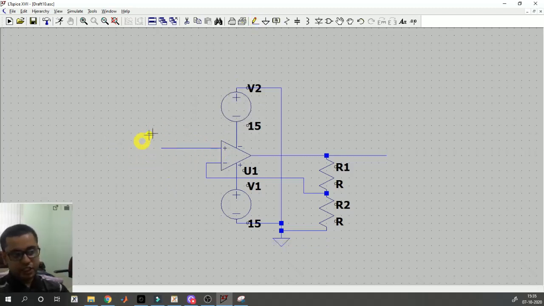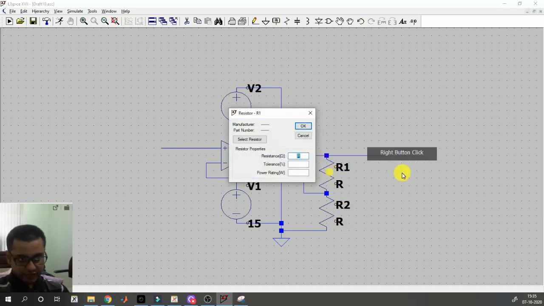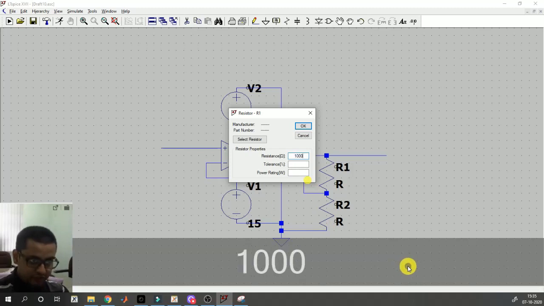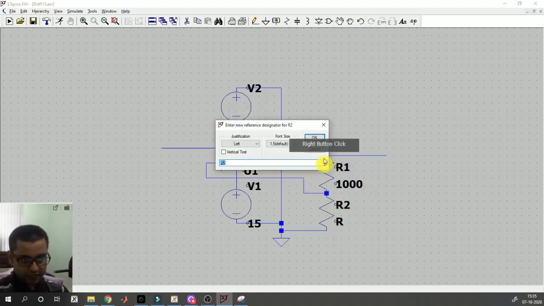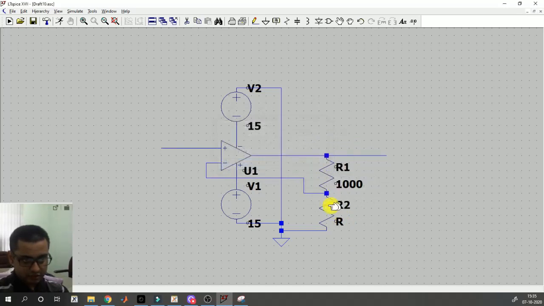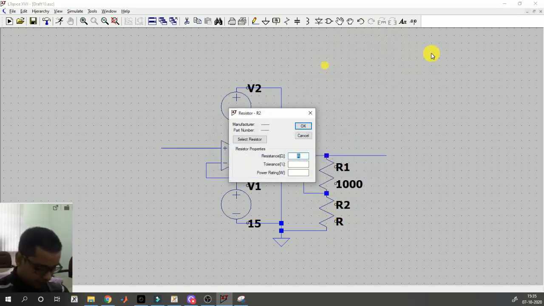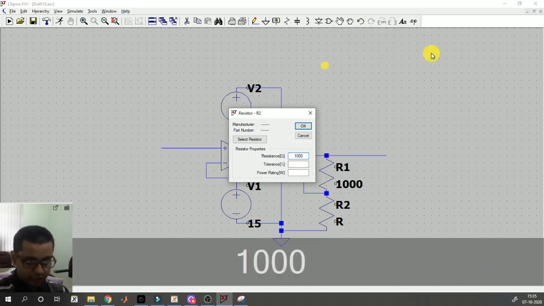This will be the input of my amplifier and this will be the output of my amplifier. Now I will set these resistances by right clicking. I will set this as 1000 or 1 kilo ohm. This one also I will set to be 1000 ohm or 1 kilo ohm.